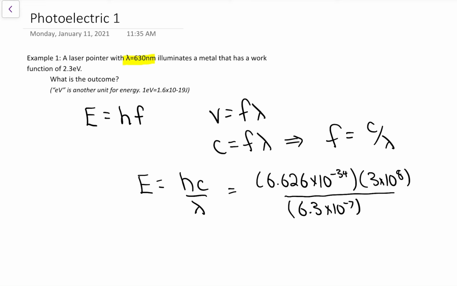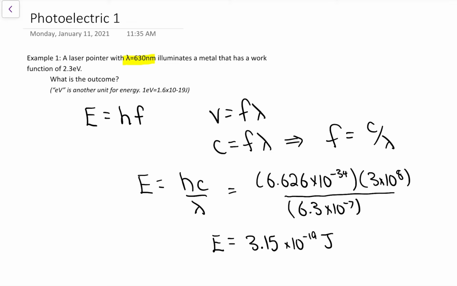If we crank all that out, on my calculator I'm getting an energy of roughly, I'll go 2 decimal places, 3.15 times 10 to the negative 19 joules. That's how much energy each little photon of this red laser pointer is delivering.